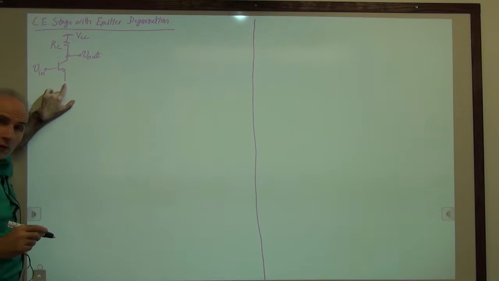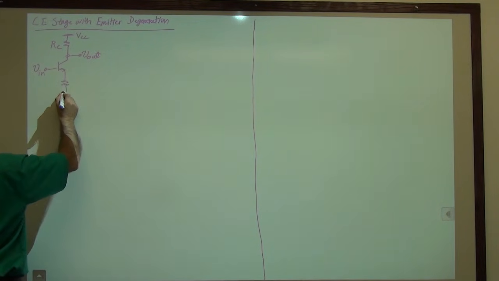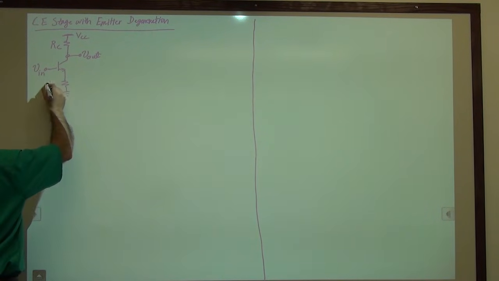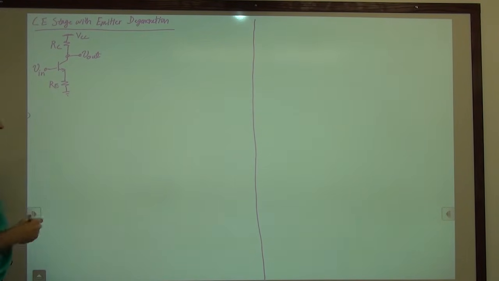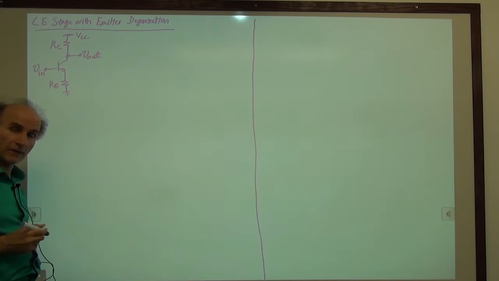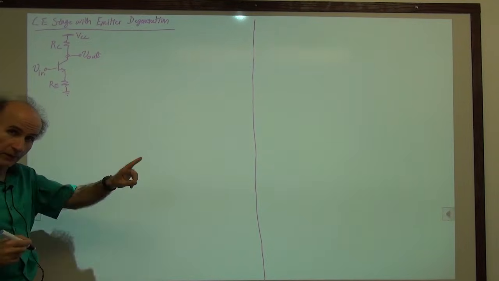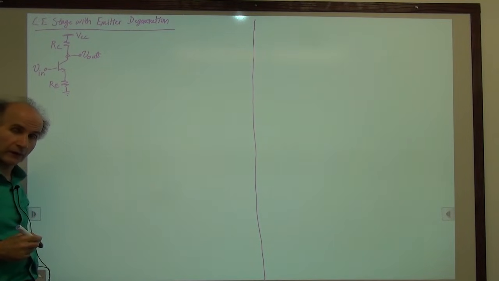But now in the emitter, we do something. We add a resistor here before we go to ground, RE. And this resistor does also some interesting things to the circuit. In particular, it helps us with those variations that we just talked about.